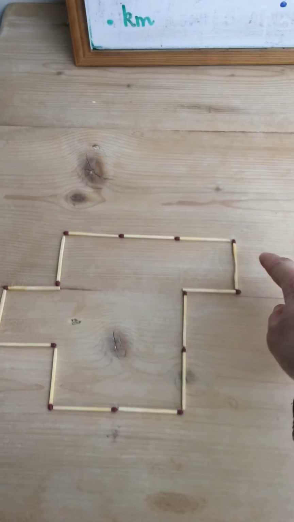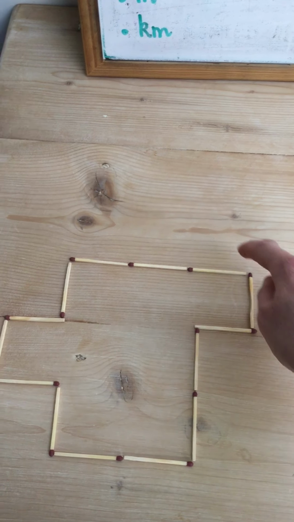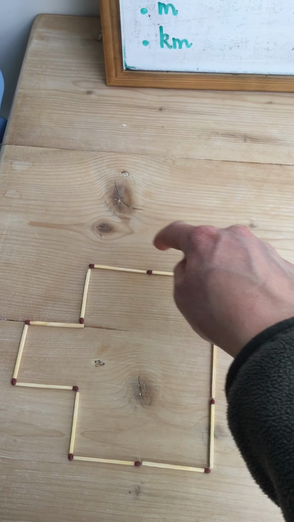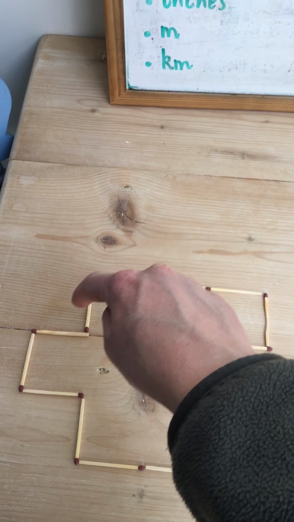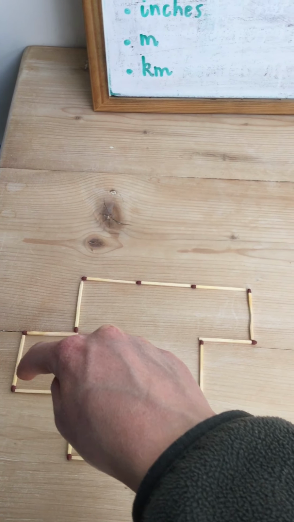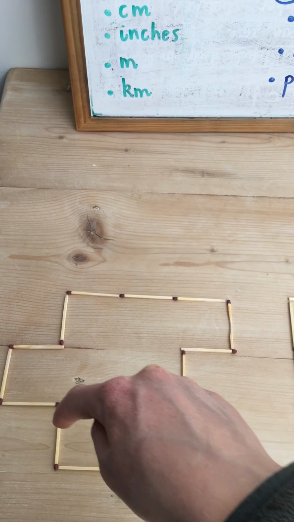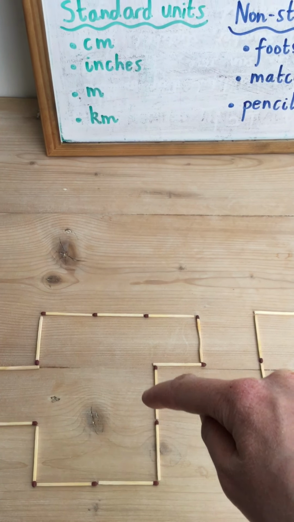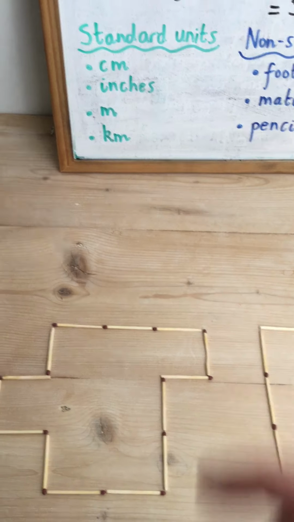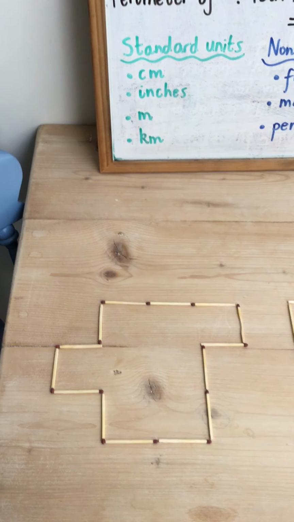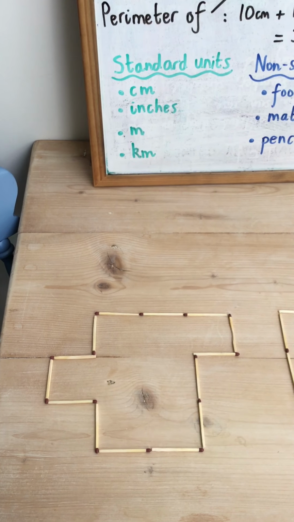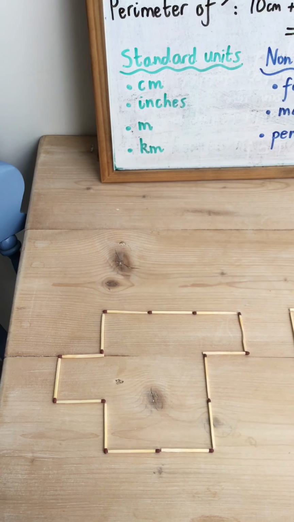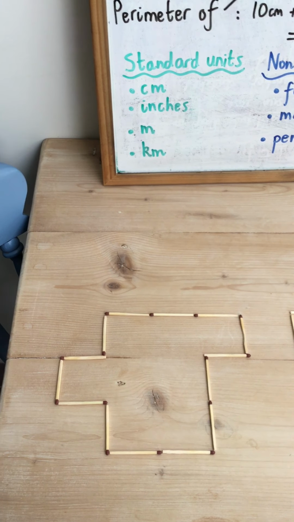Okay, so starting here, 1, 2, 3, 4, 5, 6, 7, 8, 9, 10, 11, 12, 13, 14. So the perimeter of this 2D shape is 14 matchsticks. That's the distance all the way around.